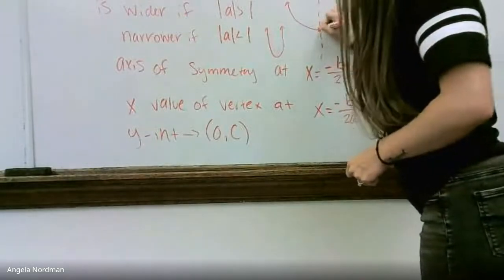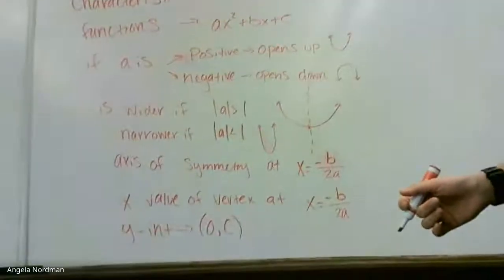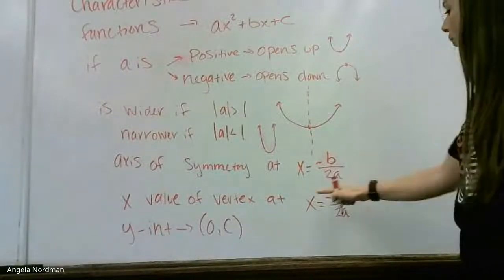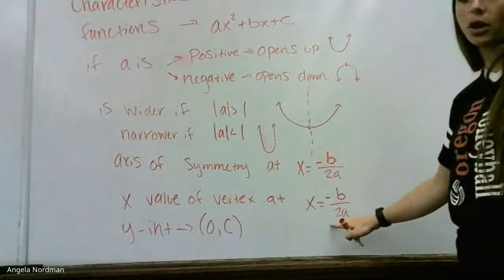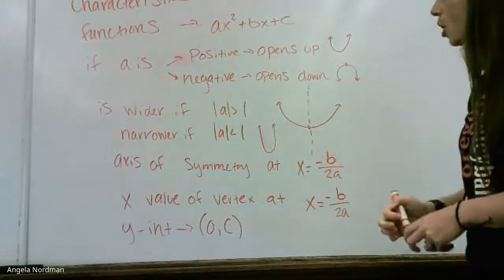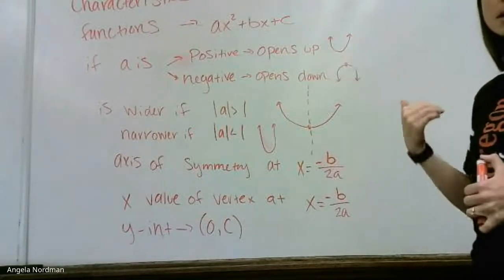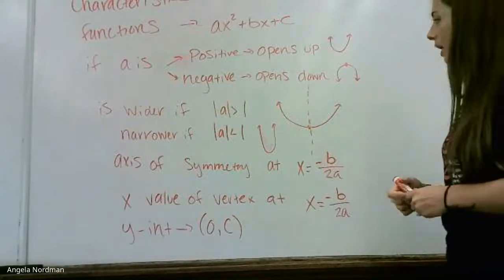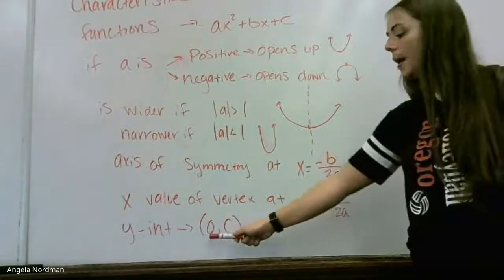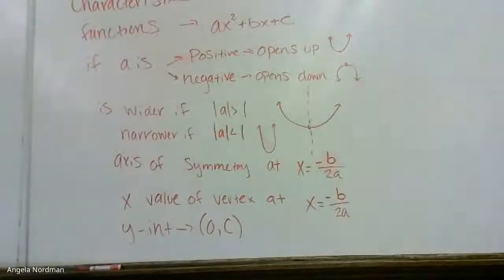Vertex is the very bottom point, or say that we have one that's opening down, it's going to be this very top point, okay? So when you're looking at finding the x coordinate of a vertex, you use the same formula. And y-intercept. The y-intercept is wherever this parabola crosses the y-axis. The y-axis is the one that goes up and down. So anytime you cross that, it's going to happen at (0, c). We're going to talk about this a little bit more in depth back over here.